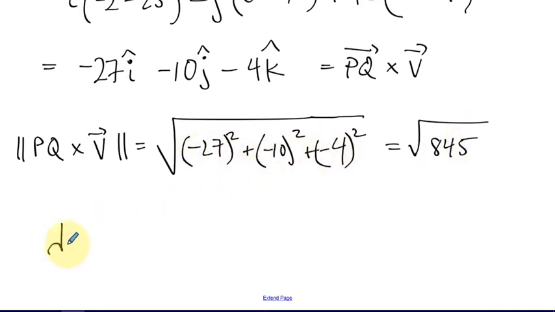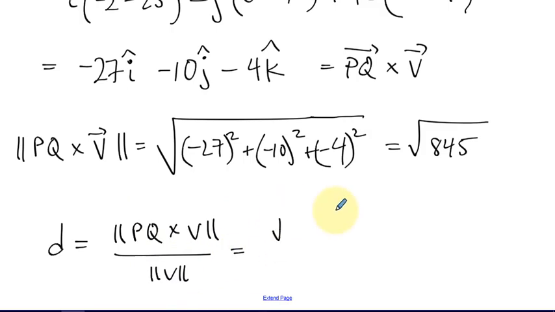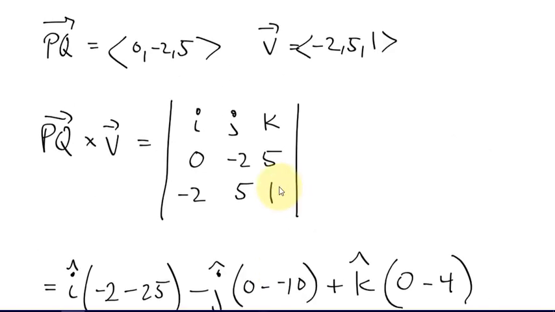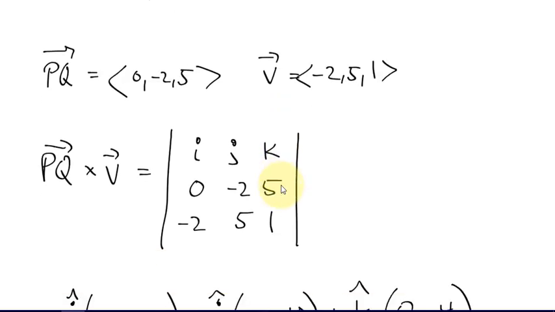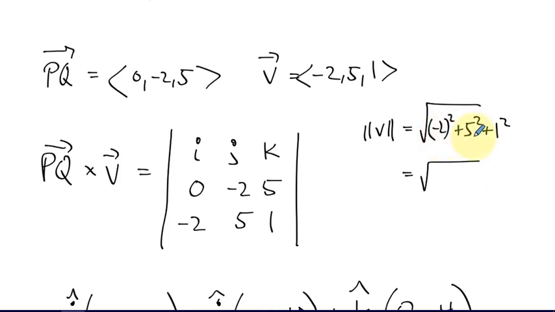And so now I can go back and actually compute the distance from the formula that I derived. Magnitude of the cross product divided by magnitude of the direction vector. This was square root of 845 over, and this magnitude of v I didn't actually compute. Let's go back and find the magnitude of v. It's 4 plus 25 is 29 plus 1. That's square root of 30.